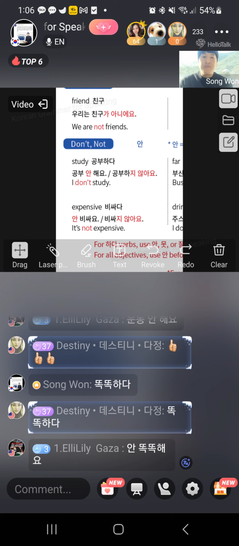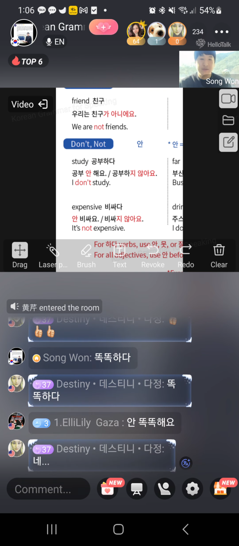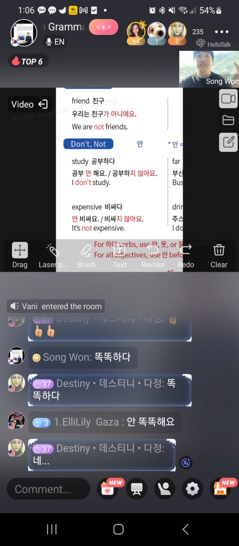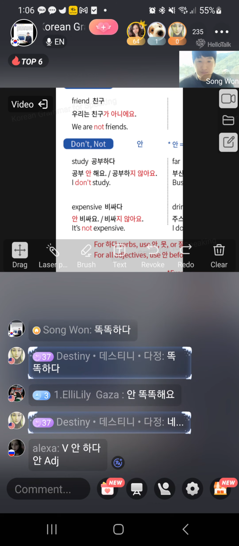So remember the rule. For adjectives, put this 안 at the beginning. So 안 똑똑하다. And now let's conjugate it to I am not, she's not, he's not smart. 안 똑똑하다. So 하다 becomes 해요. So 안 똑똑해요. Right?